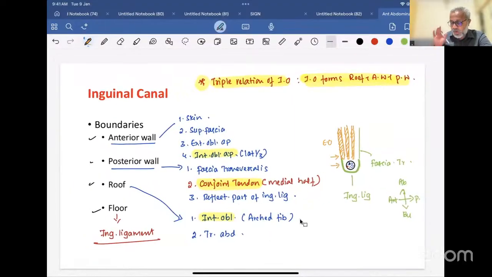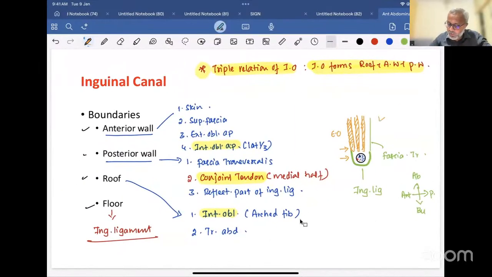So this is how we can, in one simple diagram, mention the boundaries of the inguinal canal, as seen in the sagittal section. If we pass a sagittal plane through the inguinal canal, this is how the boundaries will look. So even this diagram is enough to show the boundaries of the inguinal canal, but mention it as the sagittal section, right? Are we clear? This is regarding the boundaries of the inguinal canal.